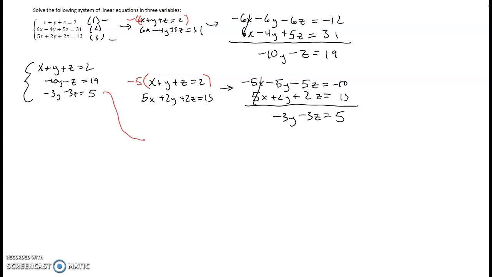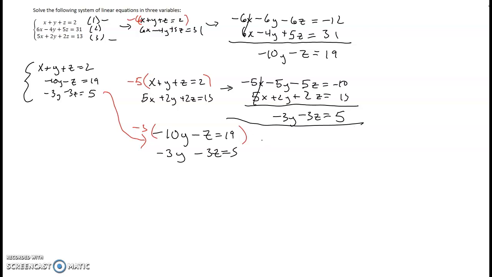So the next thing we're going to do here, there's not really one way to go about this, but we're going to take these two equations and try to eliminate the z. So I have -10y minus z equals 19, and -3y minus 3z equals 5. What do I need to multiply this top one by to get those z's to cancel? Well, we're going to multiply it by -3. Again, we don't want them to be the same sign. We want them to be opposite signs.